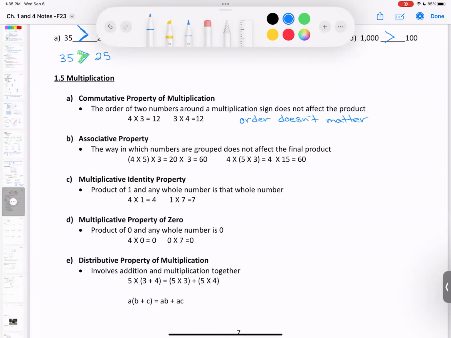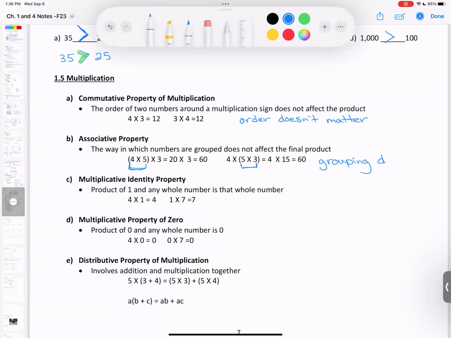Okay, there's also an associative property. When we associate, we can hug. Doesn't matter if we hug the first person or if those two people hug first, we're still going to get the same answer. So in other words, if we've got 4 times 5 times 3, we could multiply the 4 times 5 together first. That would give us 20. Then we have 20 times 3. That gives us 60. Or we could multiply this 5 times 3 first. We'll get 4 times 15, which also gives us 60. So the grouping doesn't matter.